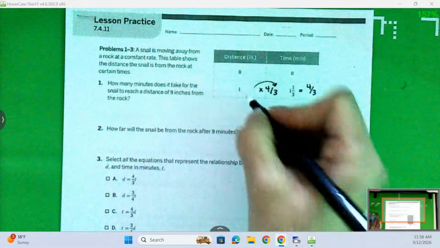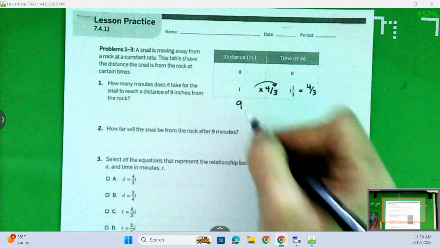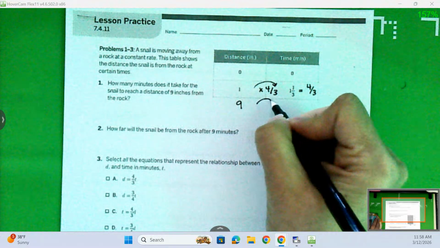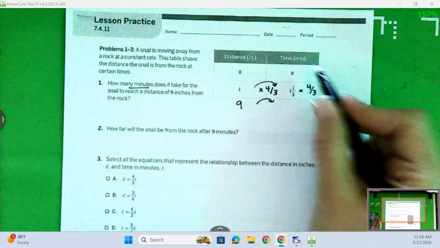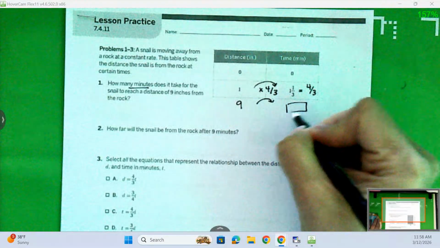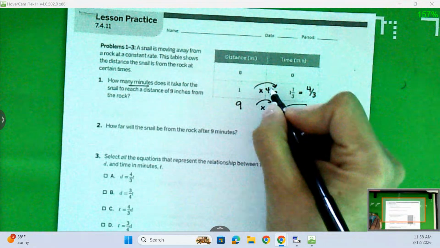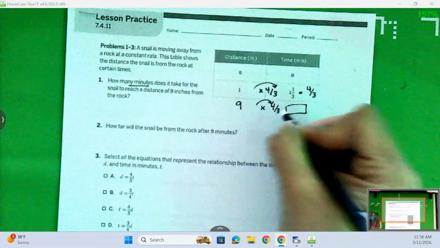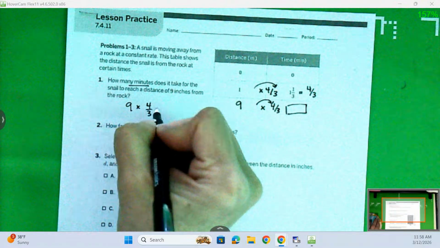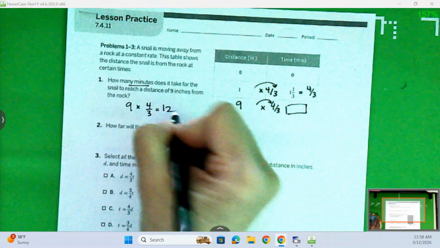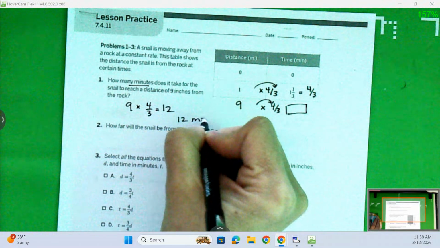We're told the distance is 9 inches, so we're going to put it in this row. And they want to know how many minutes because time is in minutes. So all we have to do to solve this is multiply by that unit rate of 4/3. So 9 times 4/3 equals 12, which means 12 minutes.